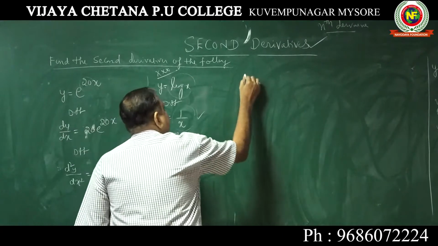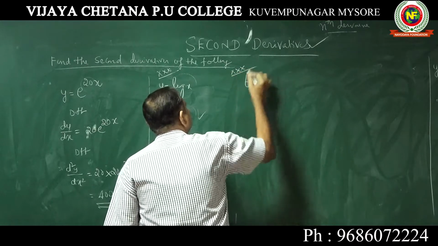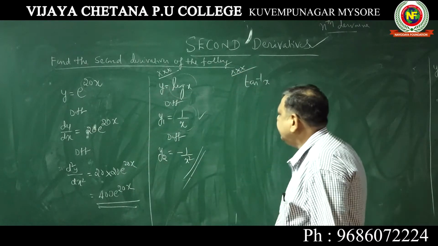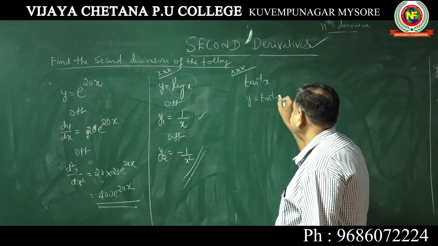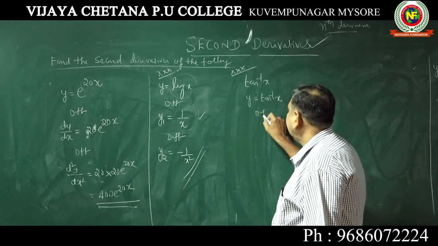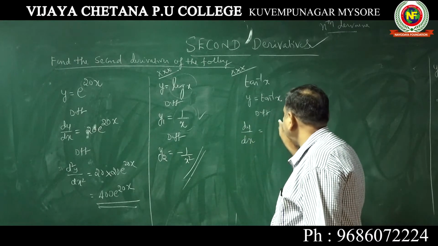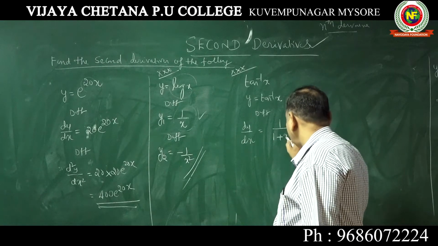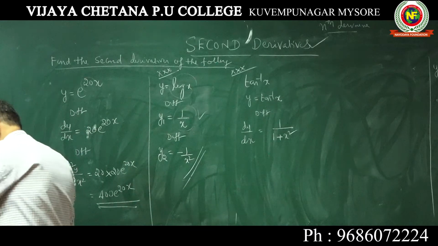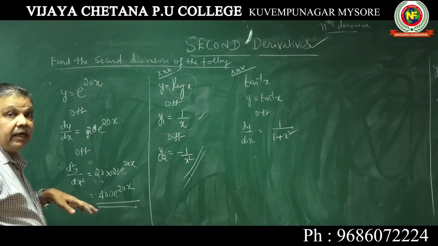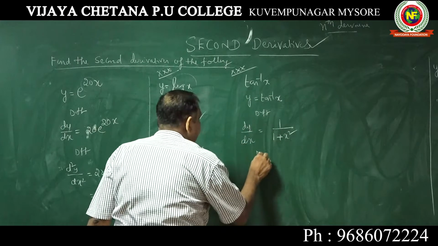Tan inverse x. This is also one of the important questions. Tan inverse x, you take it as y is equal to tan inverse x. When you differentiate, you should note the differentiation. Dy by dx is tan inverse x differentiation, which is 1 over 1 plus x square. So y1 is 1 over 1 plus x square. Now the very important thing is further differentiation. You have to differentiate for the second derivative.